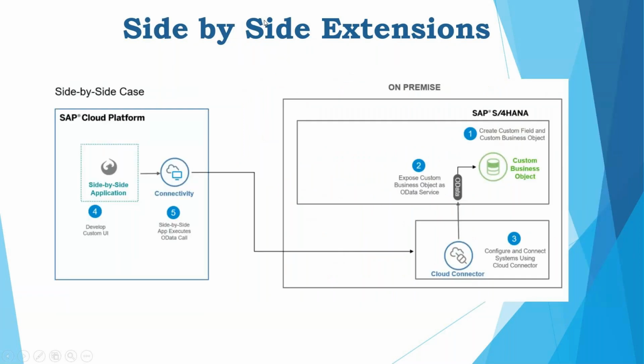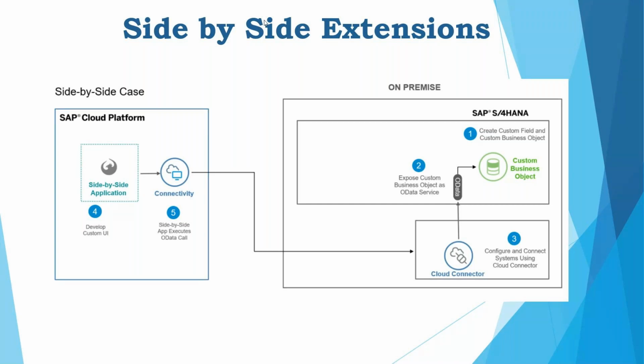Okay, so now what are side-by-side extensions? We have discussed in-app extensions. Suppose you are developing an OData service in your SAP on-premises system, and then you are developing the SAP UI5 Fiori application in SAP Business Application Studio in the BTP. Both are developed independently, and somewhere you are consuming it. Since both are independent, we call it side-by-side extensions.